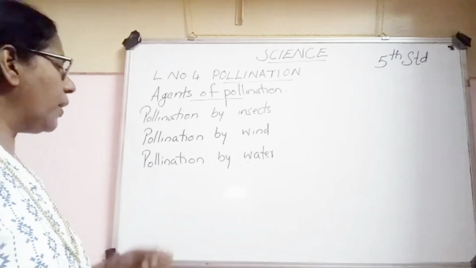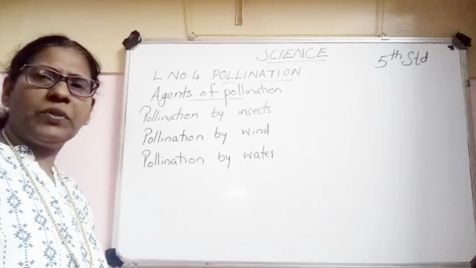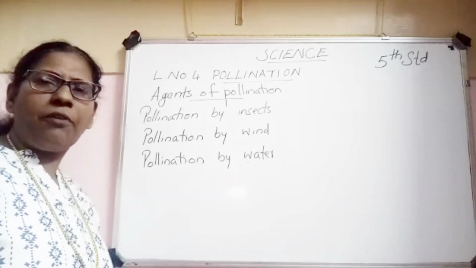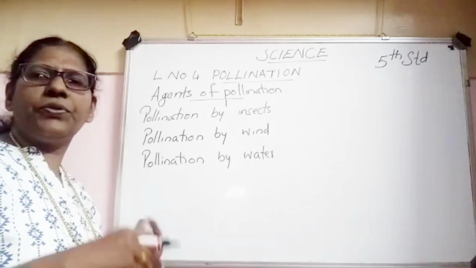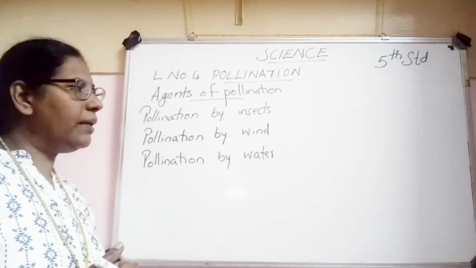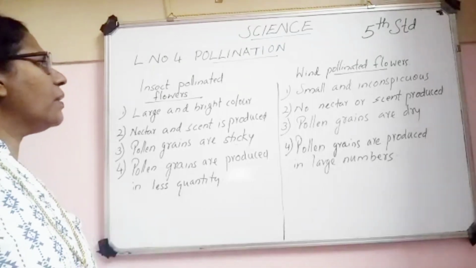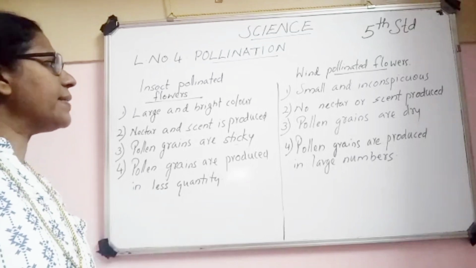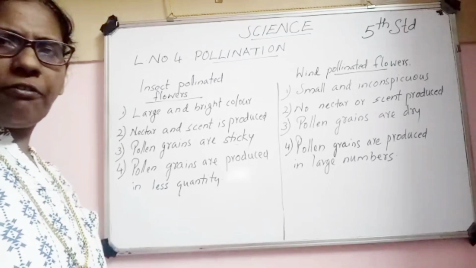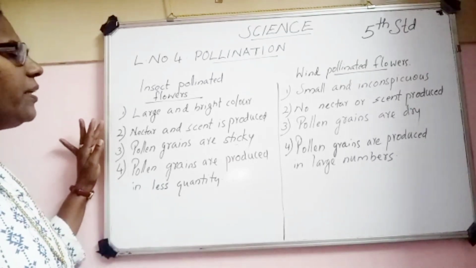Then the third one, pollination by water. In this case, water carries pollen grains from one flower to the other flower's stigma, and then pollination takes place. Let's see the difference between insect pollinated flowers and wind pollinated flowers. First we'll see the insect pollinated flower.